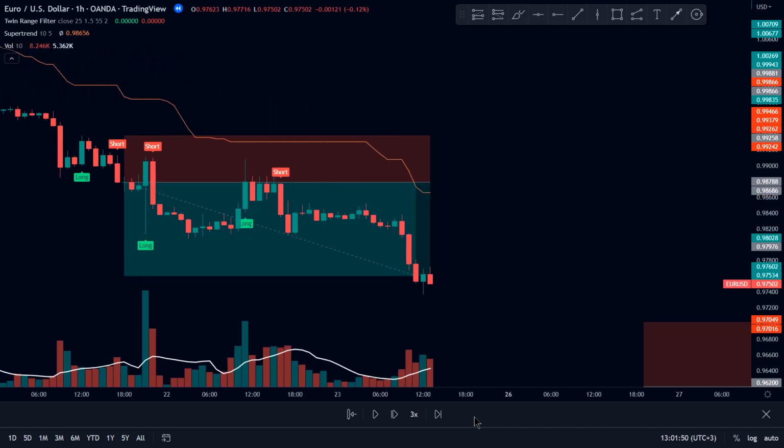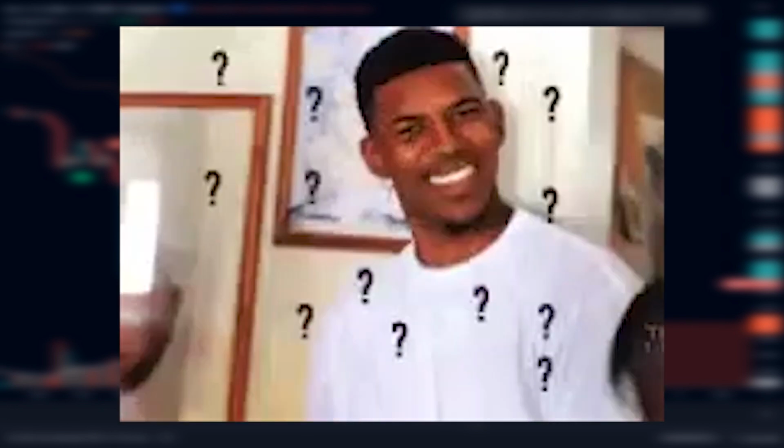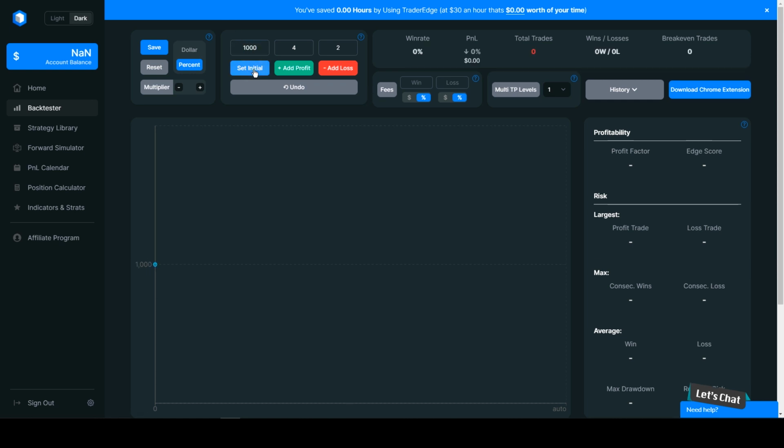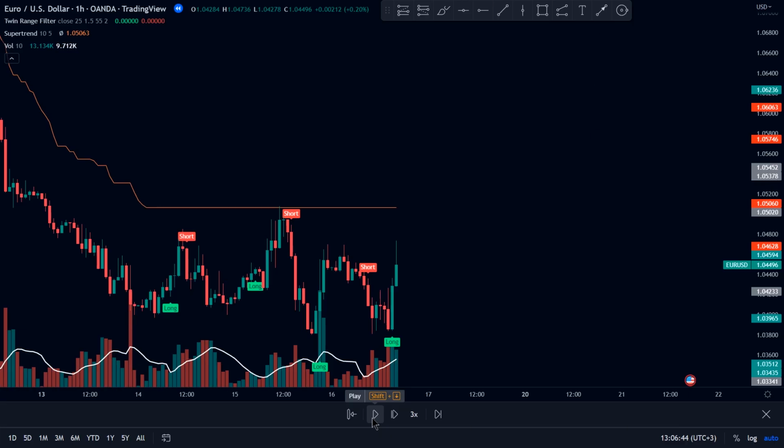The question you may be asking yourself now is, how exactly does this strategy perform in different market conditions? Well, to answer that, I'm gonna backtest it 150 times using a risk to reward ratio of 1 to 2. The account size is gonna be set at $1,000 and we're gonna be risking 2% of that every time we take a trade. Let's get started.